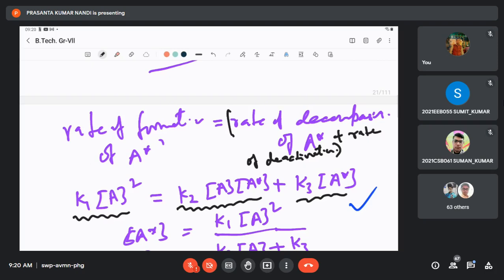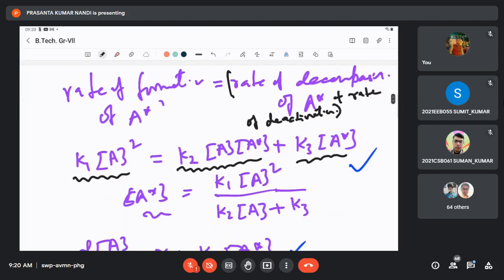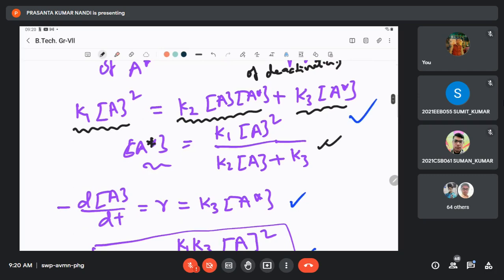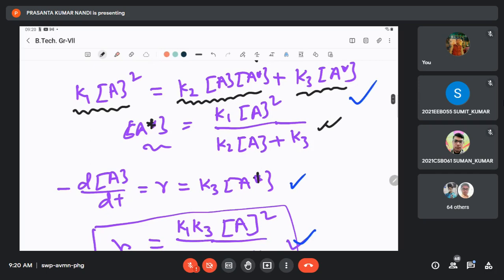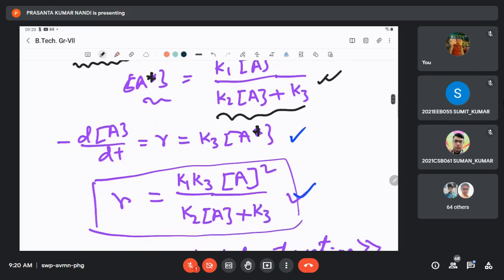So based on the steady state approximation, one can easily find the concentration of this activated species, A star. It is given by a simple expression like this. This is very interesting. Now, as you know, the overall rate of the reaction is given by K3 A star, that is the third step. And in the third step, this activated species A star will be replaced by the expression on the right hand side here. We just put the expression in and get a simplified rate equation like this.